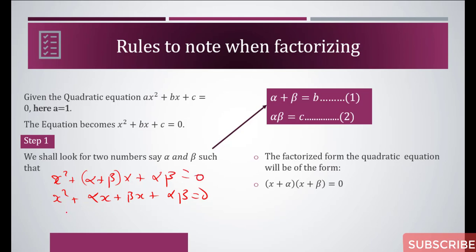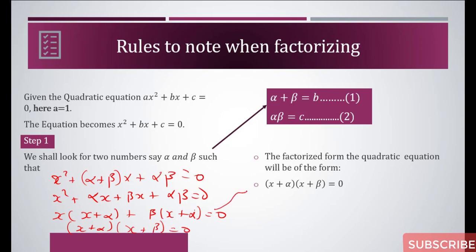So at this level, we see that we can factor out x. So x is common, we have x into x plus alpha, plus here beta is common, we have beta into x plus alpha equal to 0. And so we clearly see that we can further factorize this, that x plus alpha is common, so we can write it as x plus alpha into x plus beta equal to 0.